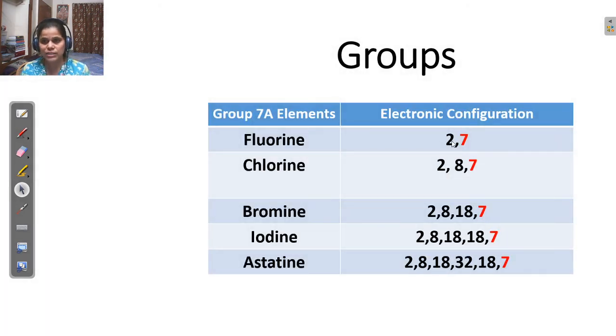But in this case 7 is more than 4. So how many electrons are required to complete the octet of these elements? Octet means 8. In the outermost shell, there must be 8 electrons. So to complete the octet, fluorine requires 1 electron, so the valency of fluorine is minus 1. Minus, why? Because fluorine accepts 1 electron to complete the octet. Chlorine accepts 1 electron to complete the octet. Is it clear?